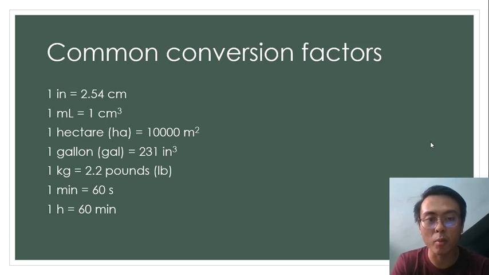These are just some of the most commonly used that you need to be aware of, or you need to know, no? As a future engineer, you need to know these conversion factors even at will, because you might be needed to perform on-the-spot computations or on-the-spot estimations, and these are very important.